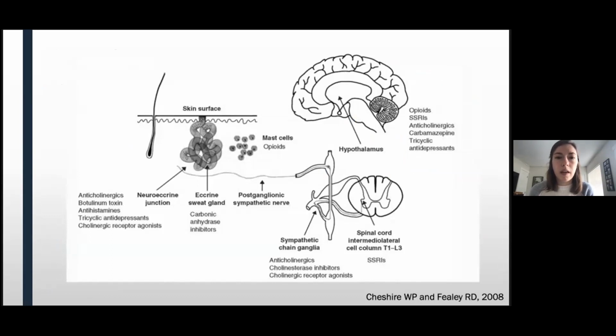So like up in the hypothalamus, I mentioned earlier, opioids, SSRIs, tricyclic antidepressants can all act there. Opioids can cause mast cell degranulation, which the histamine can then cause sweating. Medications can impact the neuroendocrine junction. They can impact the spinal cord and the sympathetic chain ganglion, and literally everywhere in this pathway can be impacted by medications. So just to keep in mind.